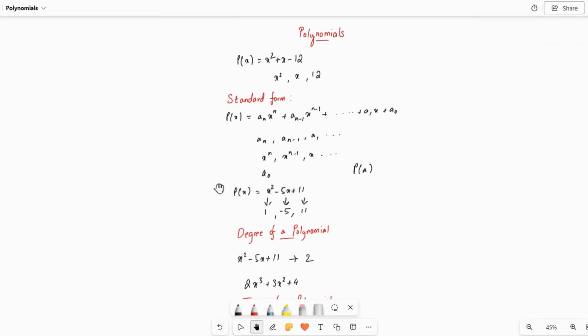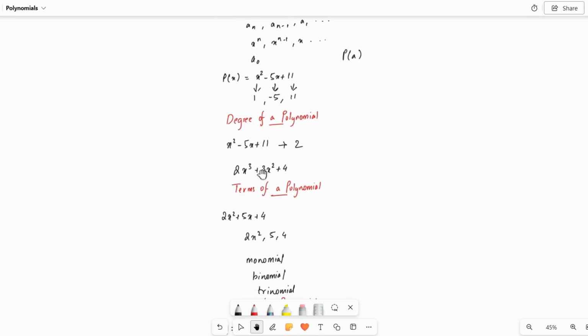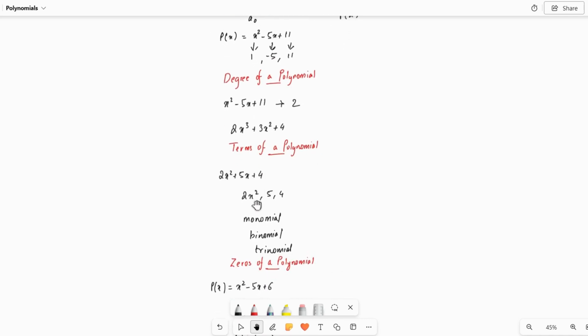So we have pretty much covered everything from linear to cubic polynomials: the standard form, the relationship between zeros and coefficients, and how to find the zeros.